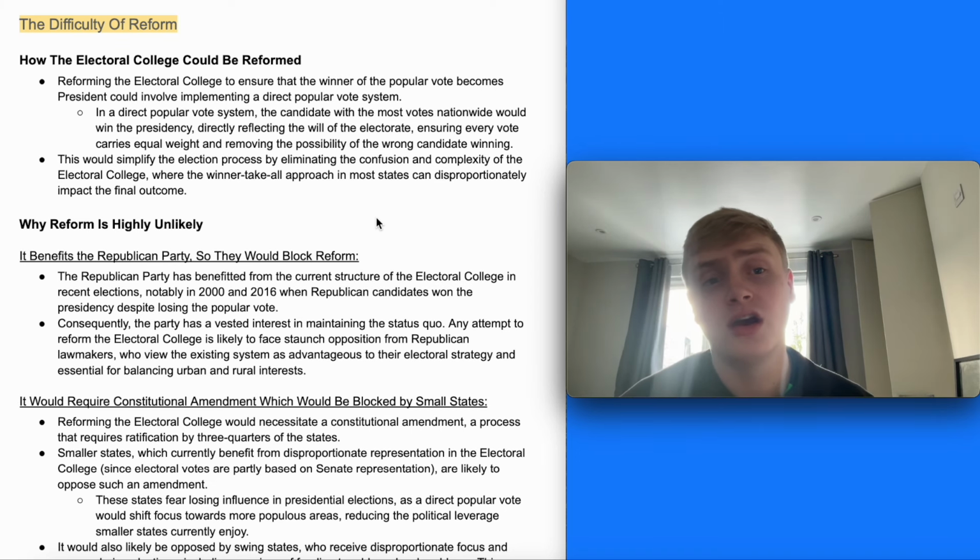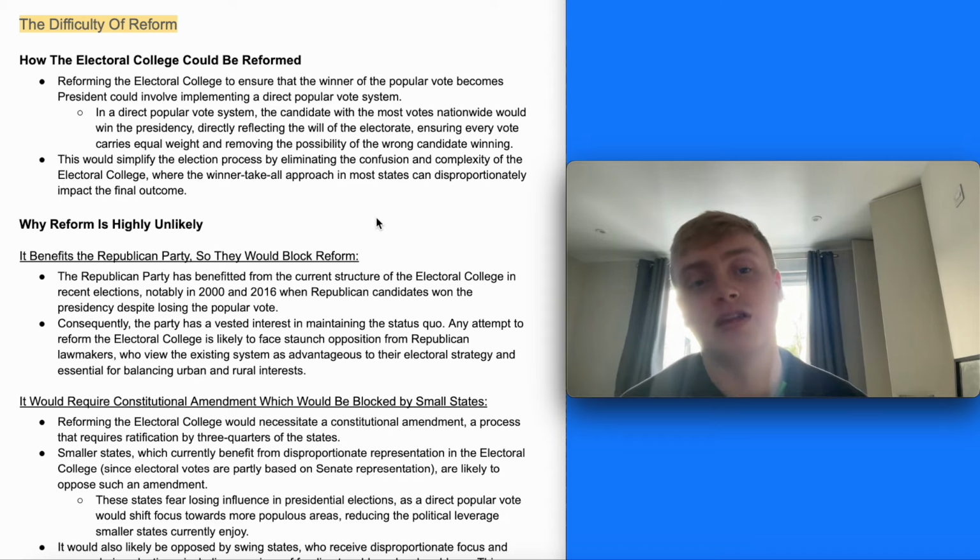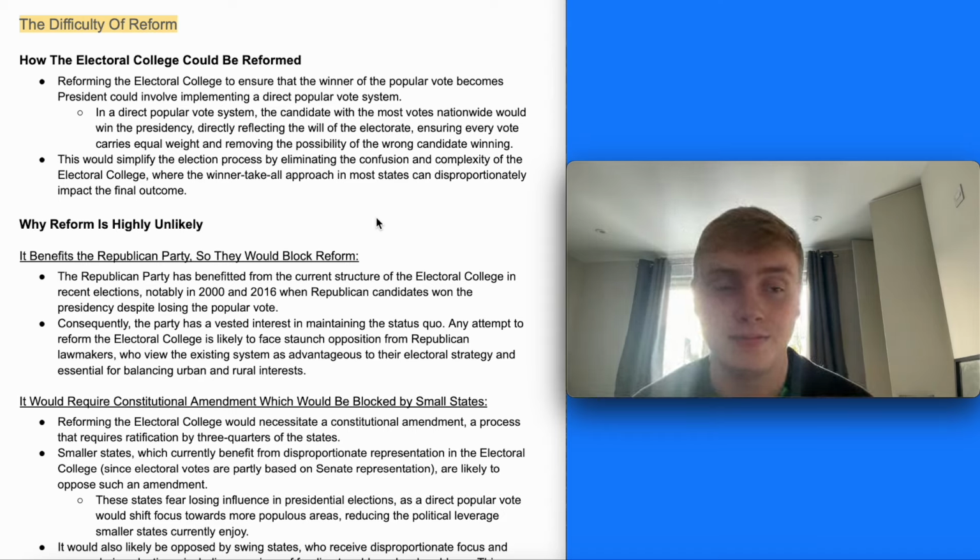So the Electoral College could be reformed to ensure that the winner of the popular vote becomes the president. It could be a direct popular vote system, where the candidate with the most votes nationwide would win the presidency automatically, directly reflecting the will of the electorate, ensuring every vote carries equal weight and removing the possibility of the wrong candidate winning. This would simplify the electoral process by eliminating the confusion and complexity of the Electoral College, where the winner-takes-all approach in most states can disproportionately impact the final outcome.